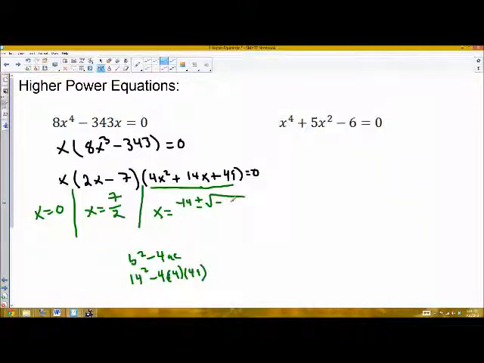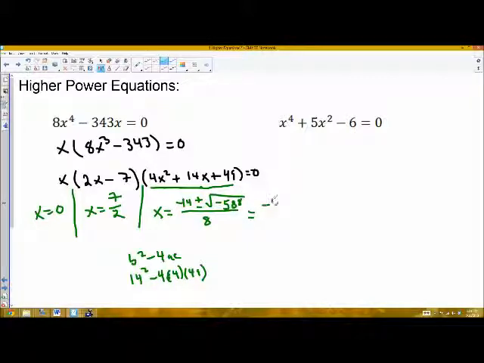Negative 588 divided by 2a, which a is 4, so 2a would be 8. 588 actually is 3 times 49 times 4, so you can pull out some common factors in reducing this.